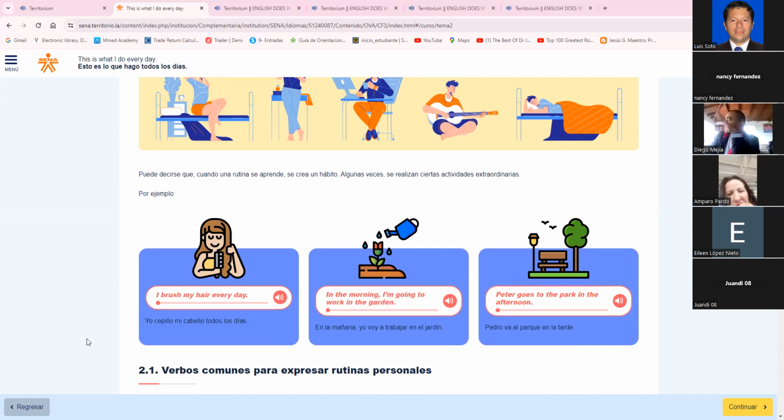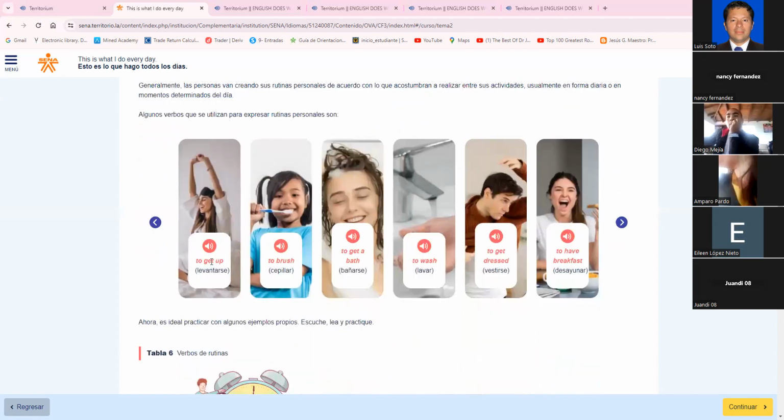Entonces, vamos a ver cuáles son esos verbos con que expresamos. Let's see what are the verbs. The most common verbs that we use to express the daily routines. Entonces aquí tenemos to get up. Recuerden que esto es forma afirmativa, que significa, to get up significa levantarse. Pero si nosotros lo conjugamos, dependiendo del pronombre, puedes decir, usted se levanta, o tú te levantas, o ustedes se levantan, o ellos se levantan, ¿cierto? Pero lo vamos a leer de forma afirmativa, to get up.